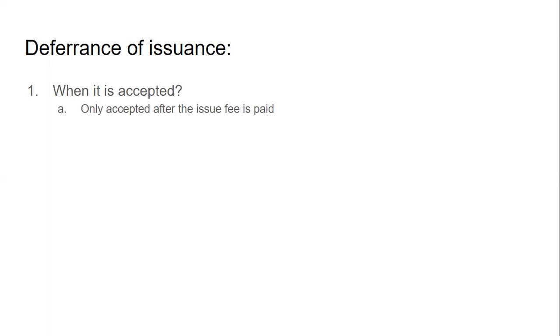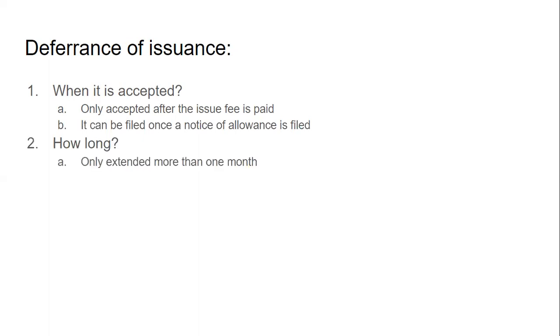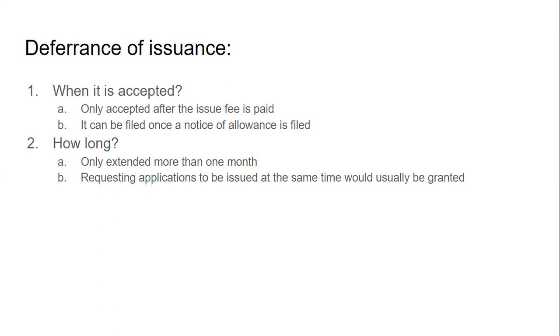Now, for deferment of an issuance, that can be accepted after the issue fee is paid. That petition is put forth after the notice of allowance is sent. So you put forth the petition and the fee, and then it's only accepted after the issue fee is paid. And as far as how long, it can only be extended no more than 1 month. And then requesting applications to be issued at the same time is usually granted.